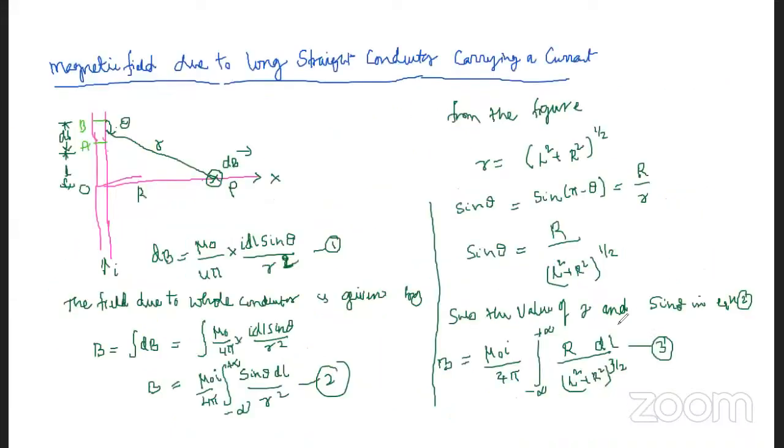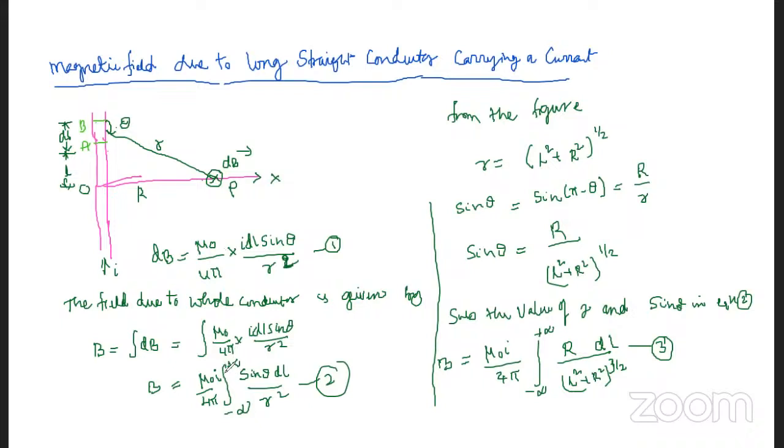And then after that, we have taken the magnetic field due to a long straight current carrying conductor. For that purpose, we have taken a current carrying conductor, and on the x-axis a point P where we have to calculate B. For that, we have taken a small element. The field due to the small element, dB, is given by mu naught by 4 pi into I dl sin theta by r square. We have to calculate the field due to the whole conductor, so we have to integrate.